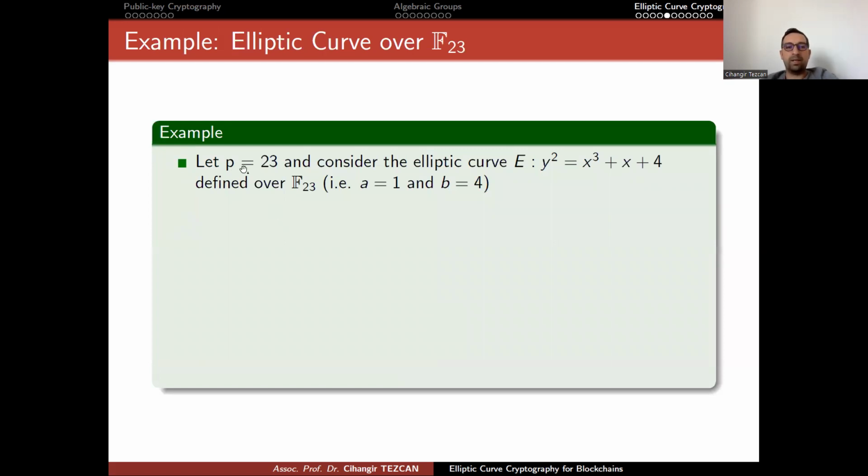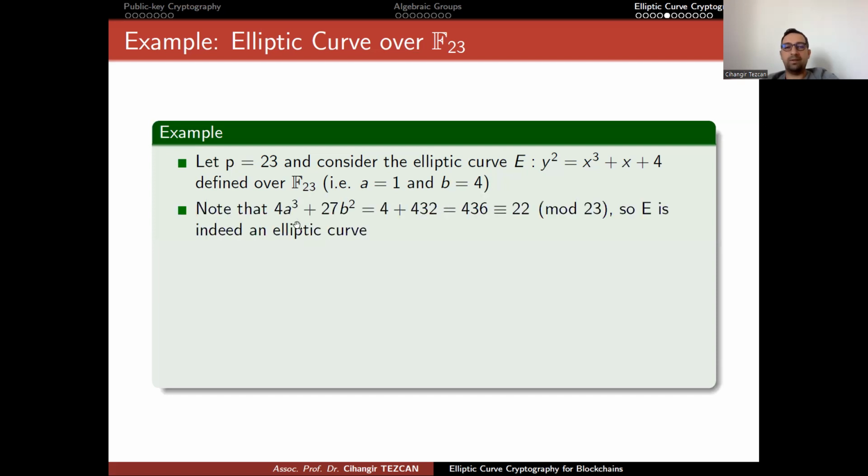So I choose p as a very small prime number like 23, and consider the elliptic curve y squared equals x cubed plus x plus 4. As you can see, I chose a as 1 and b as 4. First, check if this is an elliptic curve. I said that we have to check if 4a cubed plus 27b squared is different than 0 modulo p. In our case, the modulus is 23, and this number is different than 0. Yes, E is indeed an elliptic curve.